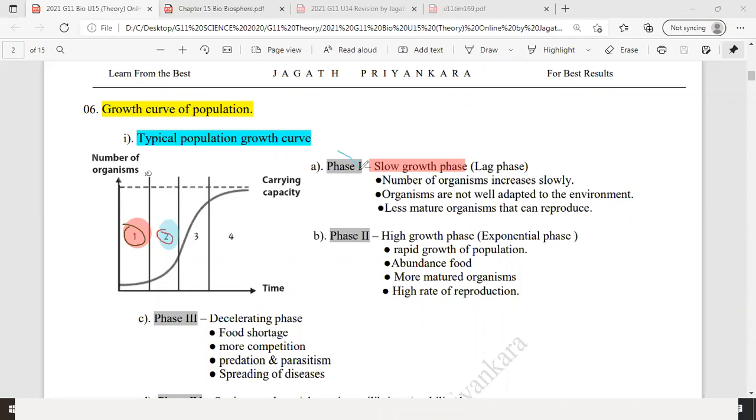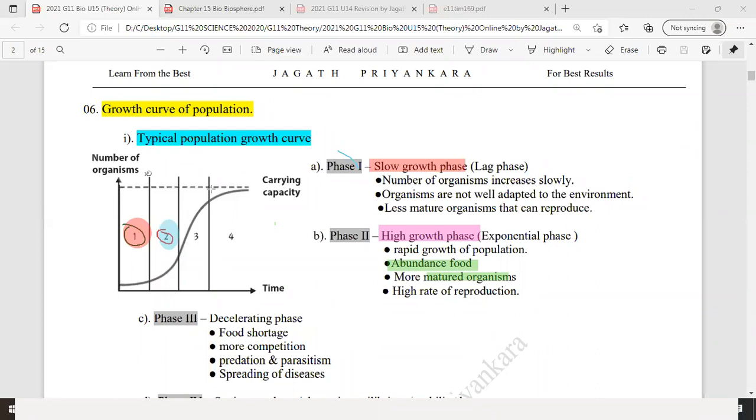Why high growth? Rapid growth, abundance of food. One reason is what? Availability of food. They eat, they sleep, and they reproduce. Abundance of food, more matured organisms, then they can reproduce. High rate of reproduction. More food, then reproduce and increase the population. That is number 2. That is the highest rate.